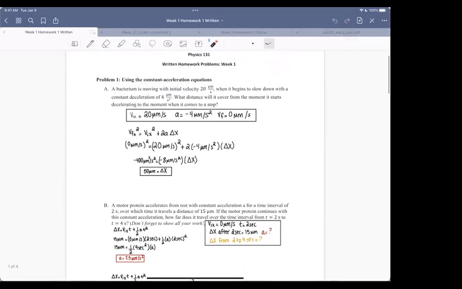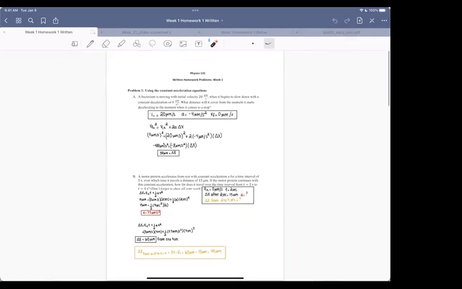Online homework is more for solidifying understanding of concepts. You're not really going to get much that looks like the online homework on a quiz or exam. It's really going to look like the written homework more than the online.